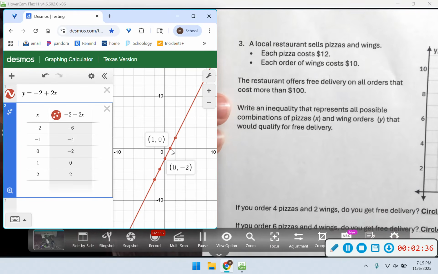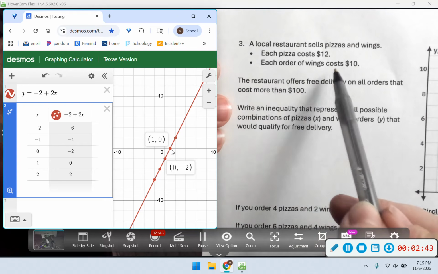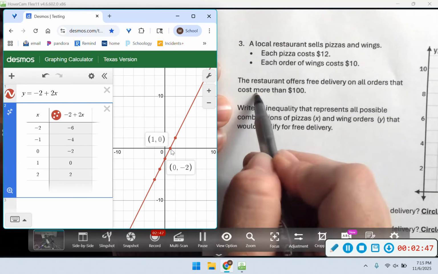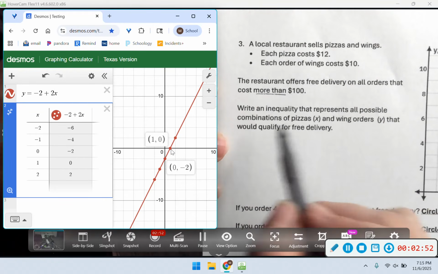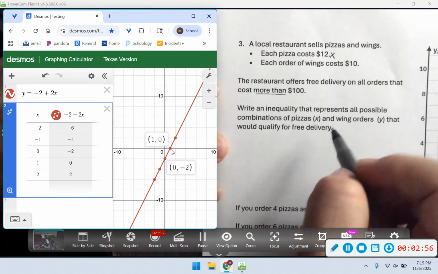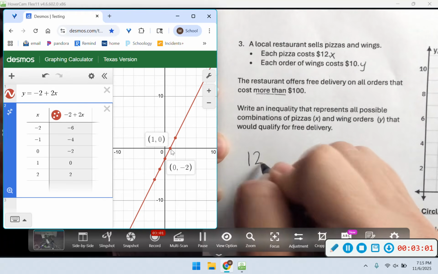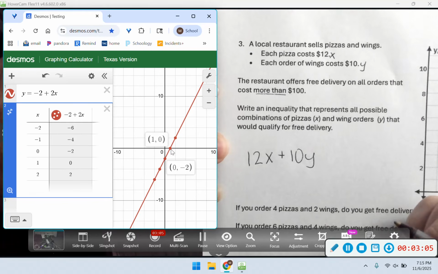Okay, so it says a local restaurant sells pizza and wings. Each pizza costs $12, and each order of wings costs $10. The restaurant offers free delivery on all orders that cost more than $100. So it says write an inequality that represents all possible combinations of pizza as x. So I know pizza is x and wings are y. So I know $12 per pizza plus $10 per wing basket, and it has to be more than 100.